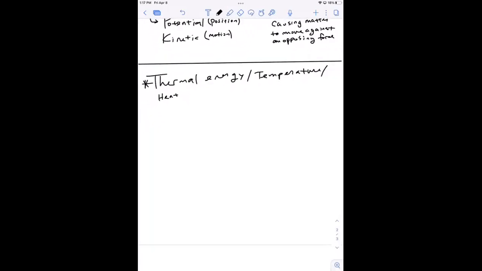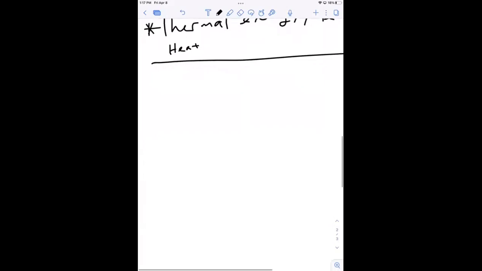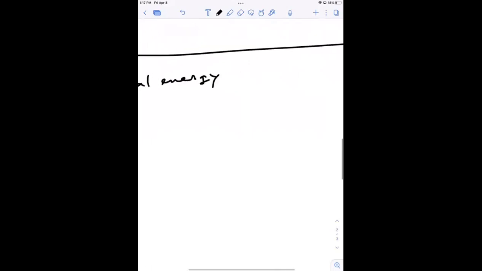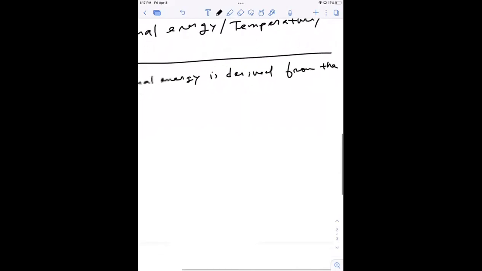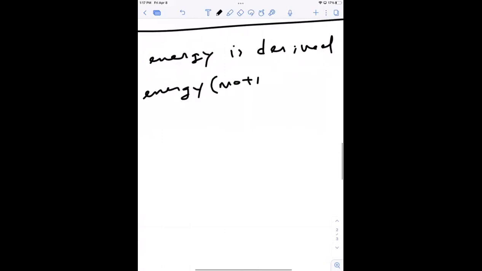So when we think about thermal energy and what that is, it's energy that's derived from the kinetic energy of atoms and molecules. So let's define that. Thermal energy is derived from kinetic energy, which is because of motion, right, of atoms and molecules.